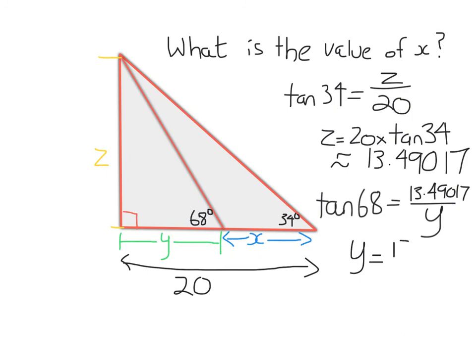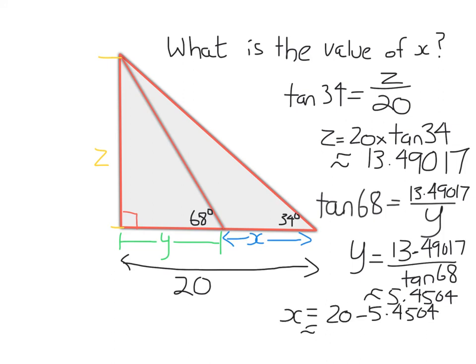Y will be 13.49017 divided by tan 68. Dividing because it was on the bottom. So I can just move this and the fraction line over there. That's the quick way to do it. So putting that on my calculator, I get about 5.4504. So that's the distance from here to here. So x will just be 20 minus that. And that's about 15.5496. So that is the value of x.